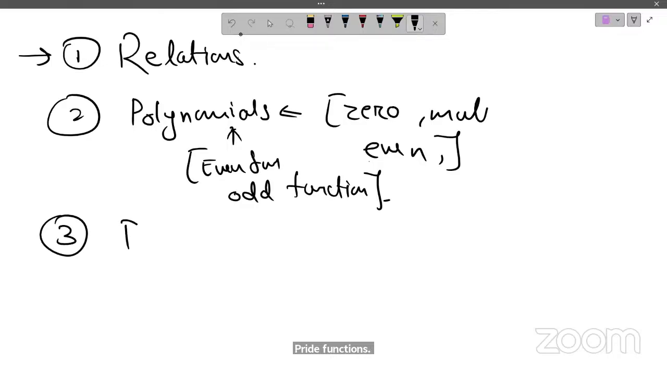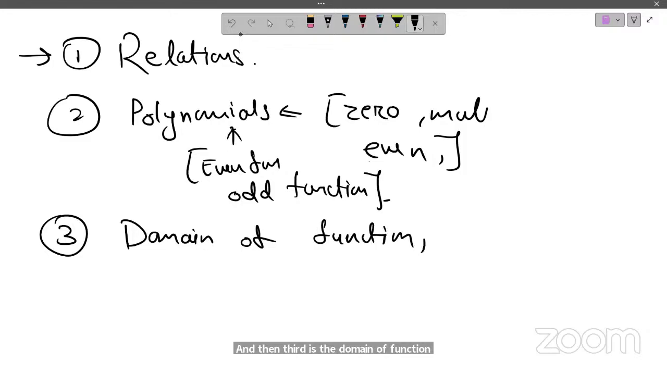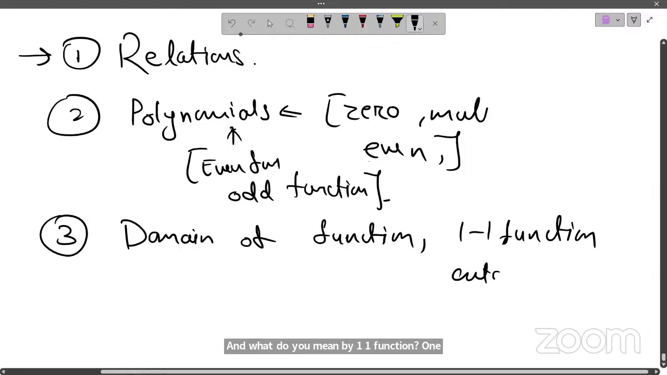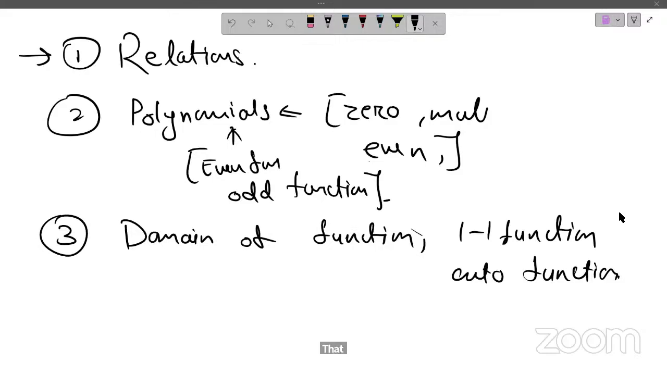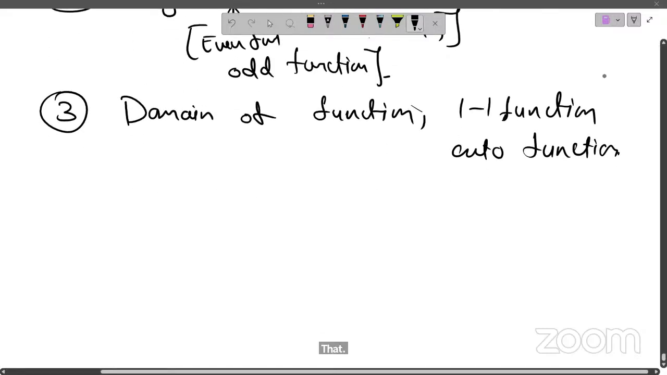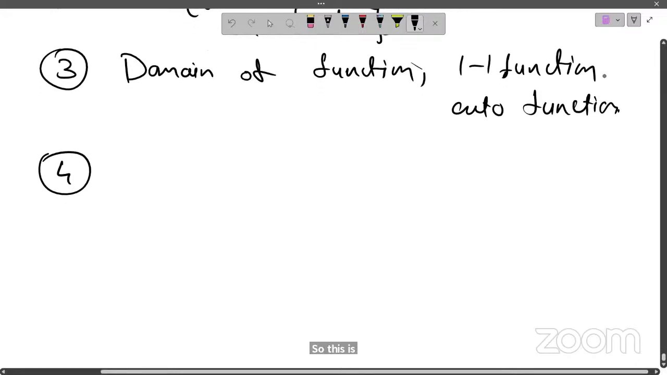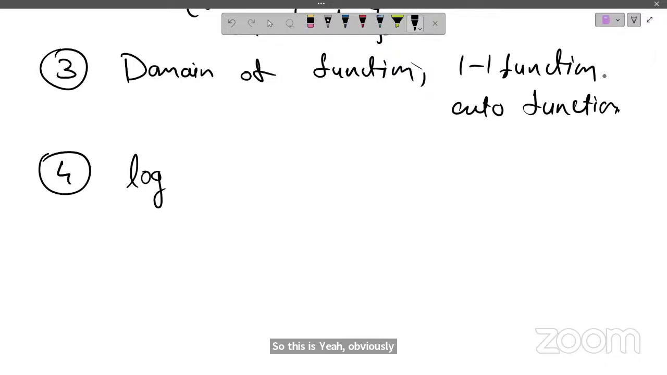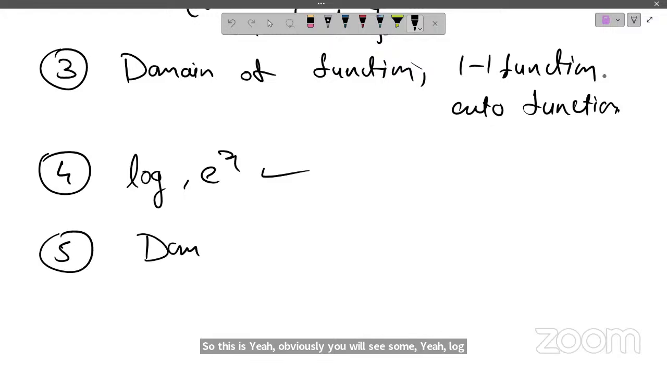Then third is the domain of a function. What do you mean by a one-one function? What do you mean by an onto function? That means a bijective function itself. Fourth topic is, obviously, you will see some logarithmic functions, log and exponential, those two will be there, and the domain of a composite function.